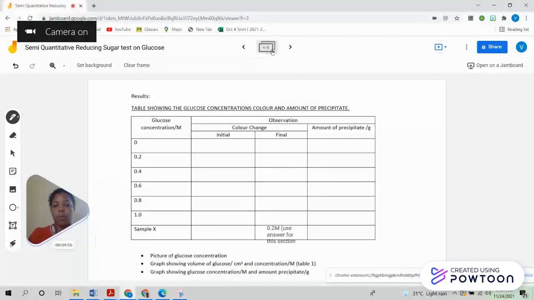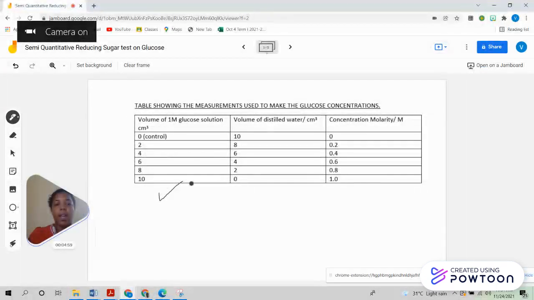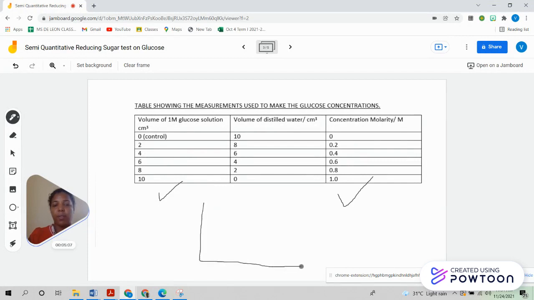Right. So the volume of the 1 mole glucose concentration, and then you're going to use your concentration molarity, and then you're going to do a graph for me, right? So on one side, you're going to have the volume of the glucose, and on the other side you're going to have the molarity. What you're going to have at the bottom is going to be your glucose concentration.